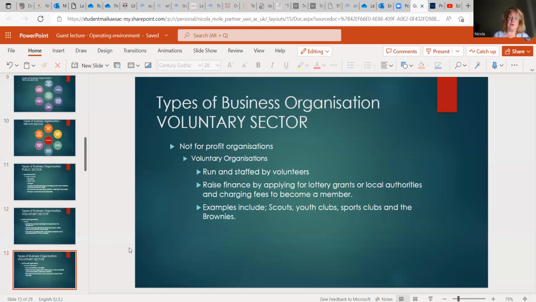All right, so there are also other not-for-profit organisations which are voluntary organisations, and they are run and staffed by volunteers. A volunteer will not get any money for the work that they do. They raise finance by applying for lottery grants, or local authorities give them the money, and they charge people to become a member. Some of these can be local community groups like scouts, youth clubs, sports clubs like your local cricket or football club, and the Brownies, which is an organisation for the young girls in the neighbourhood.